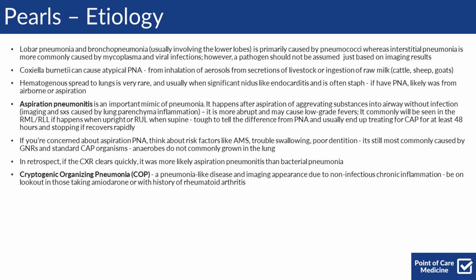Aspiration pneumonitis is an important mimic of pneumonia. It happens after aspiration of aggravating substances into the airway without infection. And its imaging and symptoms are caused by lung parenchyma inflammation. It's more abrupt and may cause low-grade fevers. It commonly will be seen in the right middle lobe or right lower lobe if the aspiration happens when the patient's upright, or the right upper lobe when they're supine.